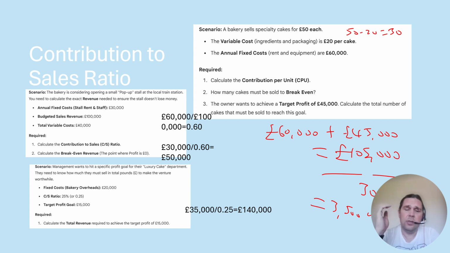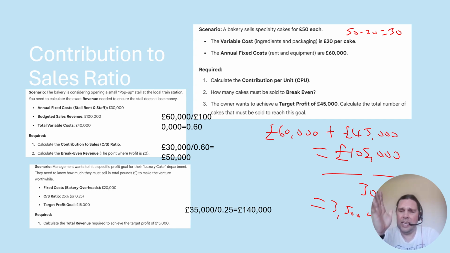amount of profit. So we start with contribution per unit, nice and quick and easy with this one. We're selling cakes for £50, the variable cost is 20, contribution per unit is 30. Our annual fixed cost is 60,000, 60,000 divided by 30, 2,000 cakes to break even. Sweet, nice and easy. Target profit of 45.